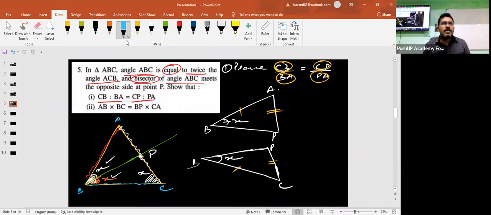Common side will not come. That is congruency. No, it is not perpendicular bisector. It is just bisector. Only this angle will be divided into two.